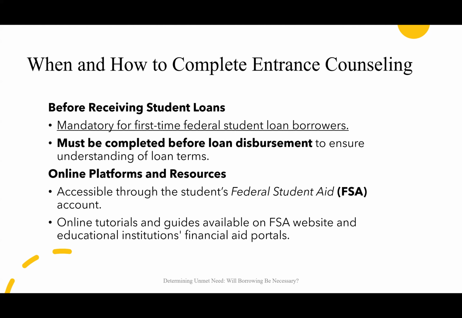So next is how to find the interest counseling. The platform you can find that on is Federal Student Aid. Students, if you have created your FSA ID, navigate the Federal Student Aid website and complete your interest counseling. There are online tutorials and guides on the FSA website, and educational institutions provide financial aid portals and additional information on how to begin the process.